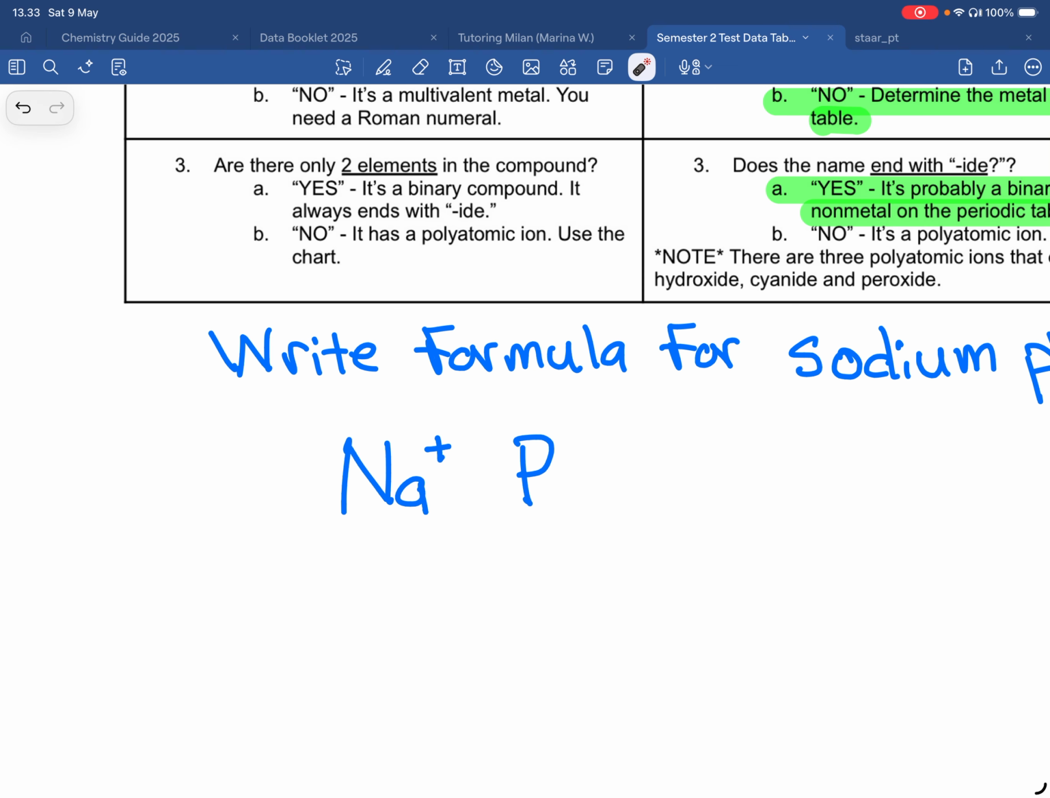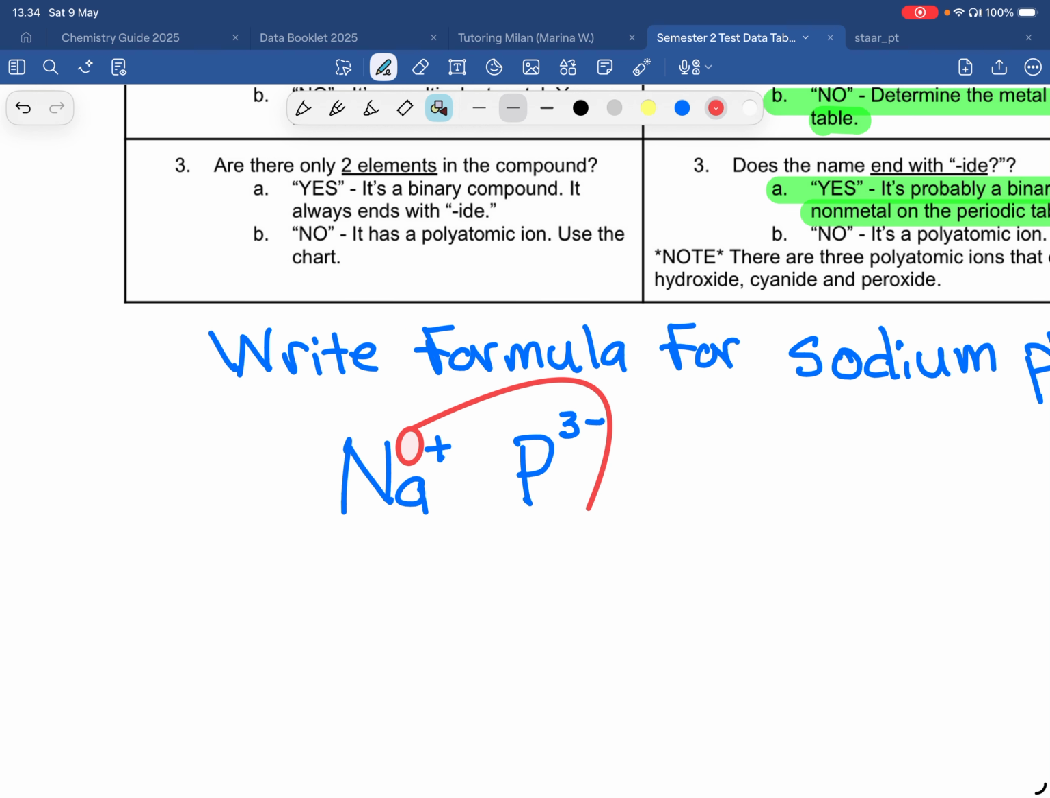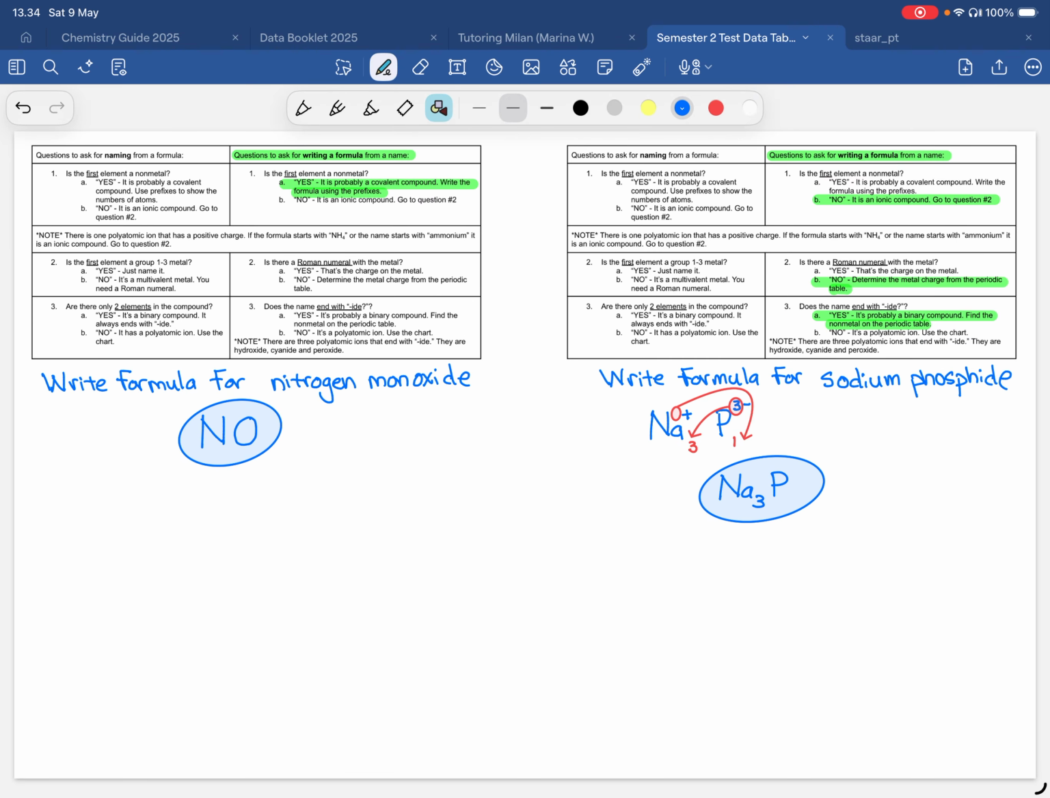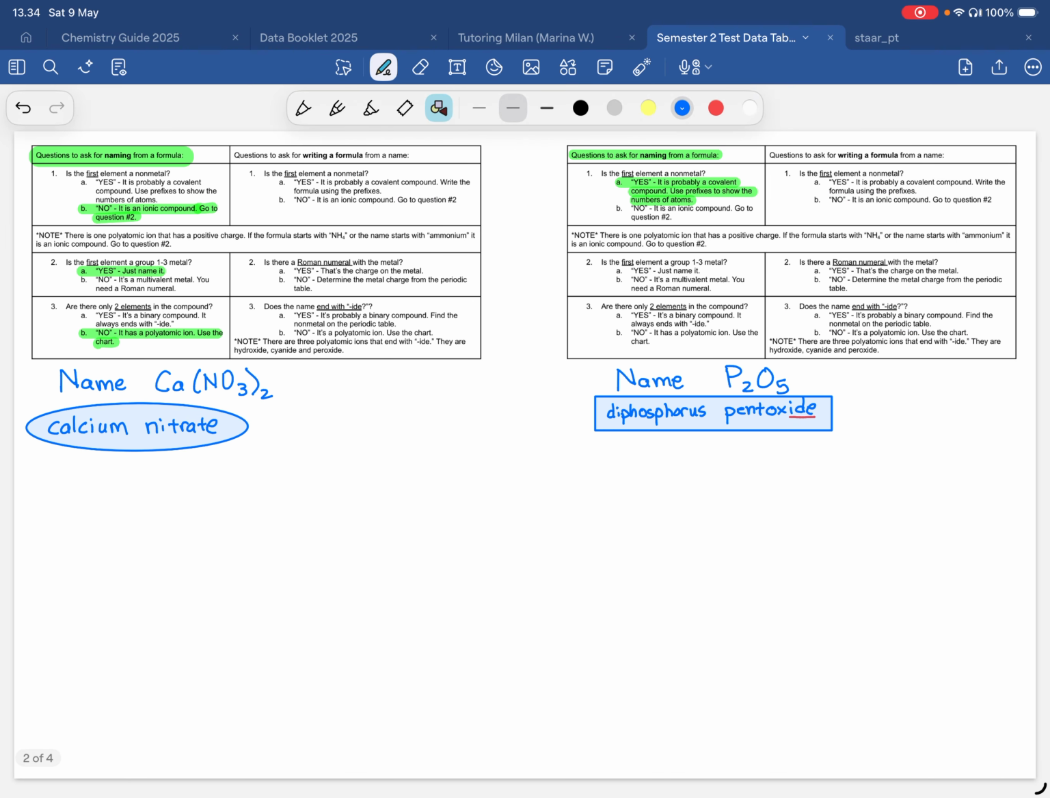So I'm going to take my 3 negative, and then I'm going to do my crossing over thing. Here is the 1. Remember, we don't write it in chemistry. And so the 1 goes right there. Then here is a 3. And the 3 goes right there. So when we write the final formula, it's going to be Na3P, because remember, we don't write ones in chemistry. And that is how you use the key to name and write formulas for ionic and covalent compounds.